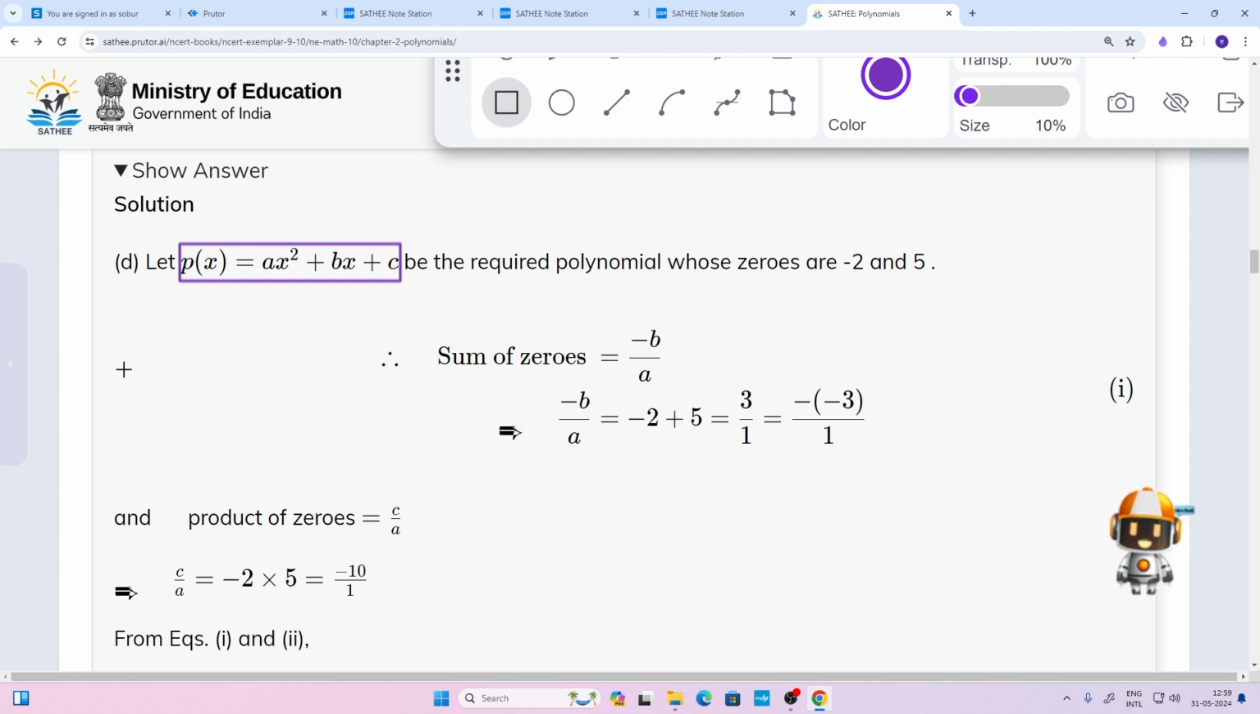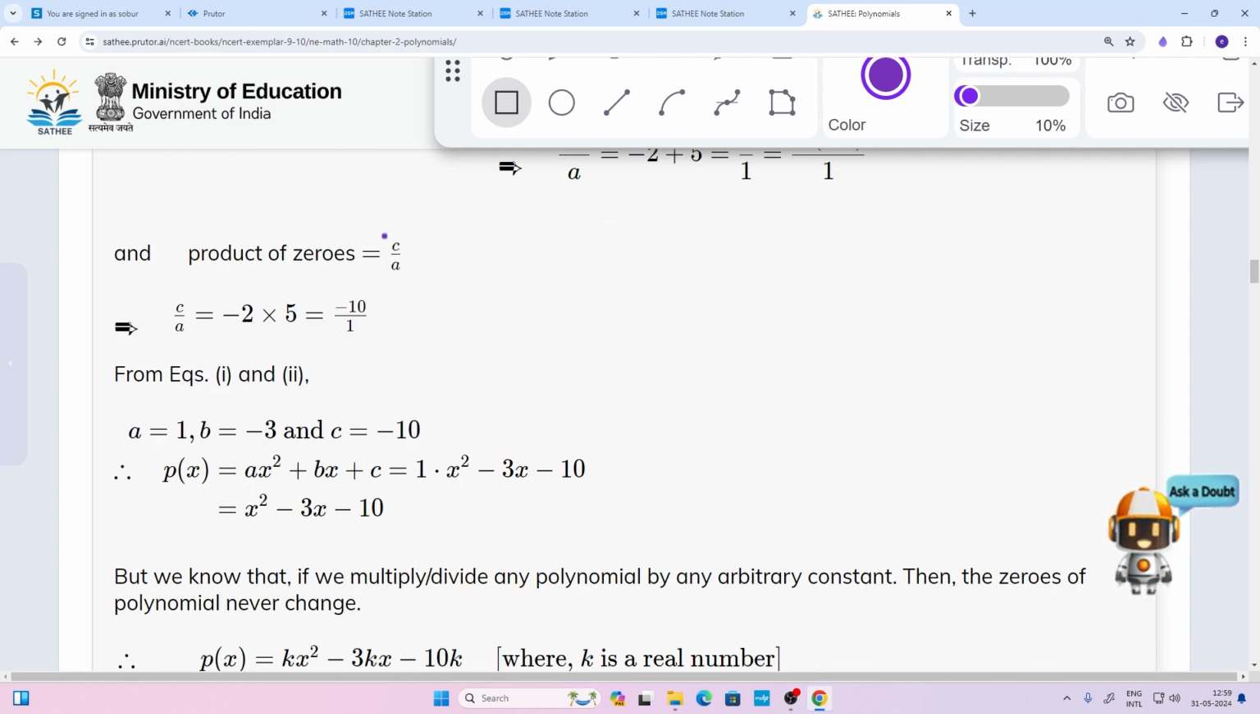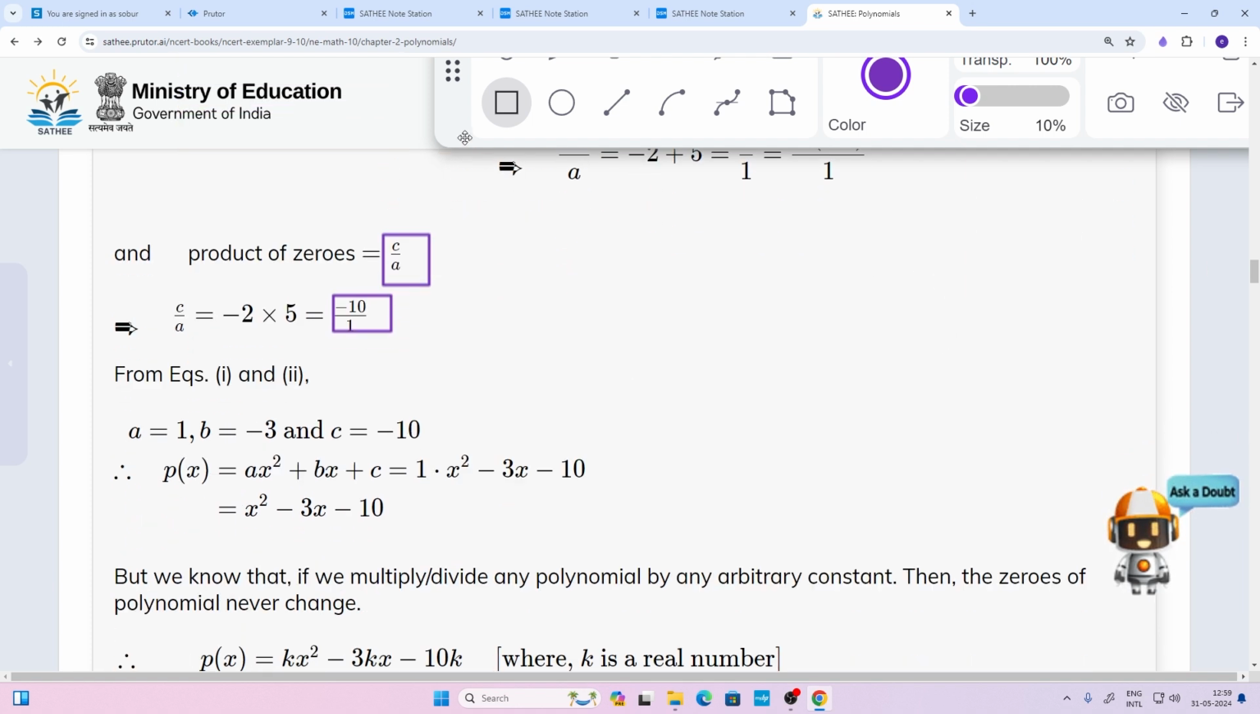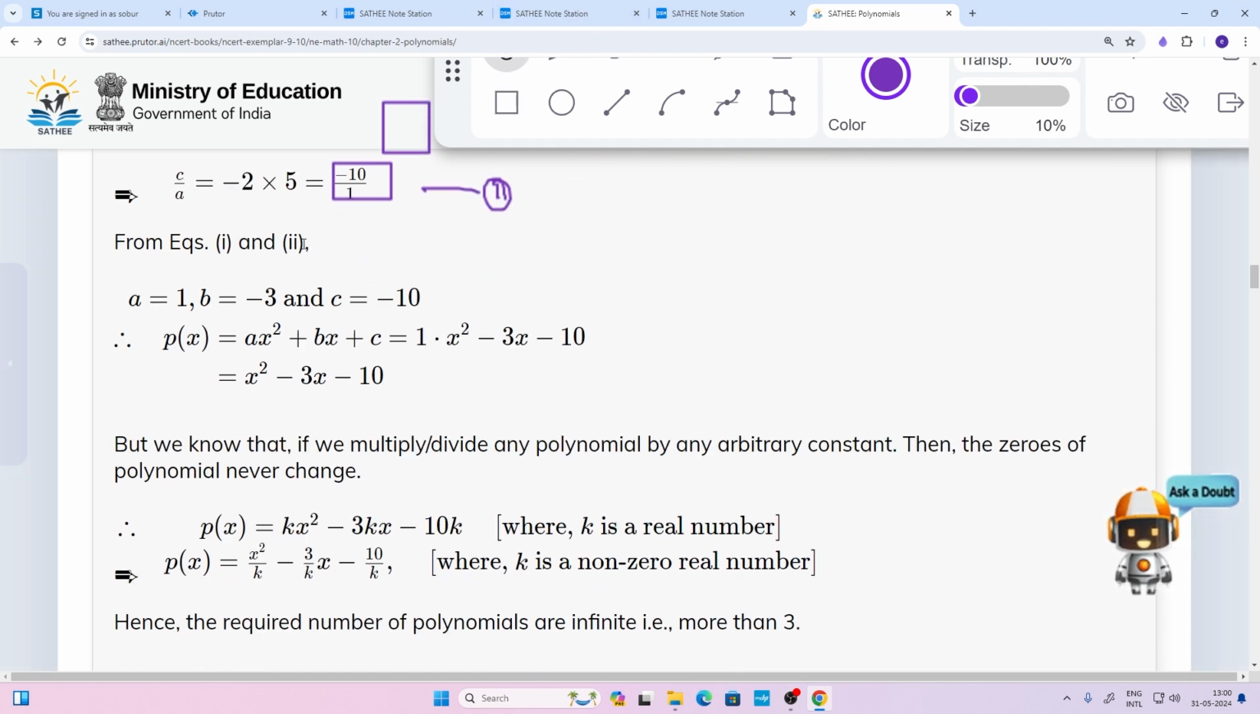Now the product of zeros is equal to c upon a. The zeros are minus 2 and 5, so c upon a is equal to minus 2 times 5, which is minus 10, and you can write minus 10 as minus 10 over 1. Naming this equation 1 and this equation 2, from equation 1 and equation 2 we get a equal to 1, b equal to minus 3, and c equal to minus 10.